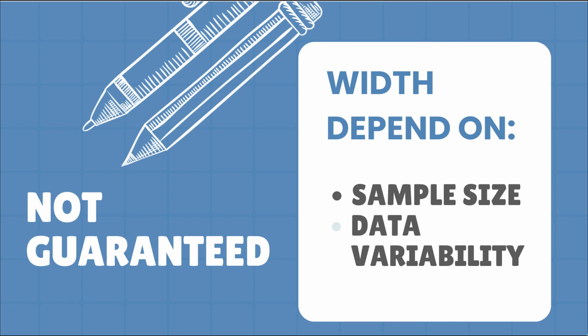It's important to note that the confidence interval is not a guarantee that the true population parameter falls within the calculated range. Rather, it is an estimate of a likely range of values based on the available data and a certain level of confidence. The width of the interval depends on the sample size and the variability of the data, with larger samples and less variability resulting in a narrower interval and greater precision.